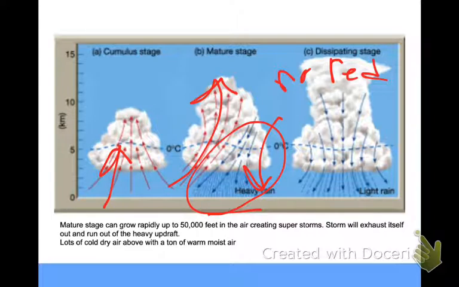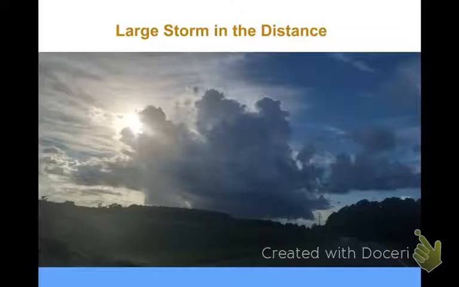So within this mature stage, these clouds can be 50,000 feet in the air. That is extremely huge. So they can be 50,000 feet and just have absolutely giant storms. And I just think that's interesting, because we don't always realize just how large these clouds can actually be. So let's keep on going.